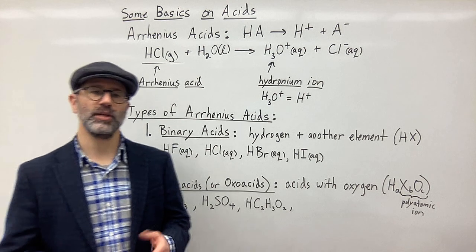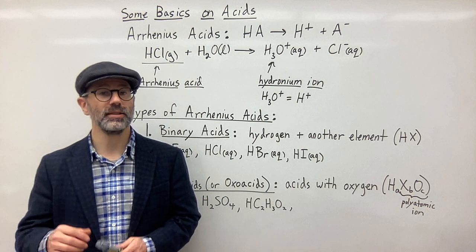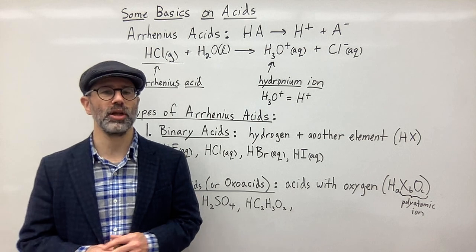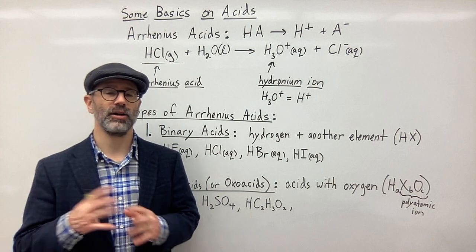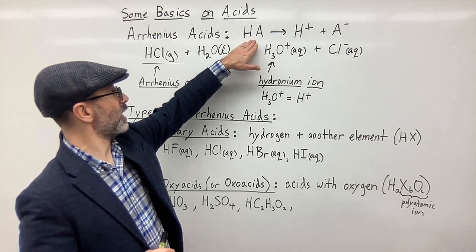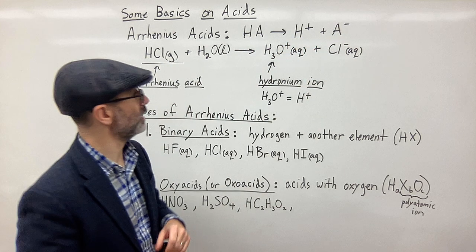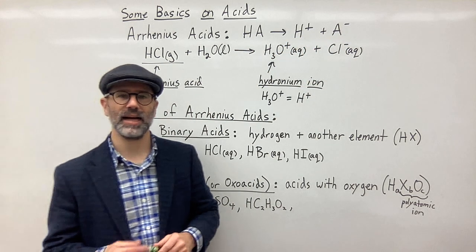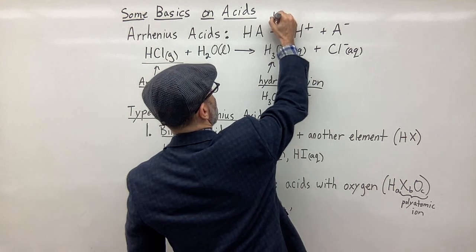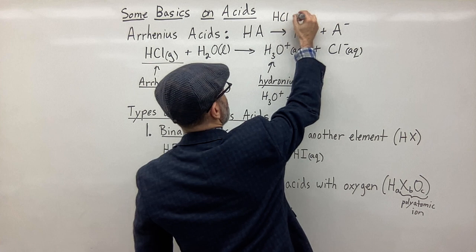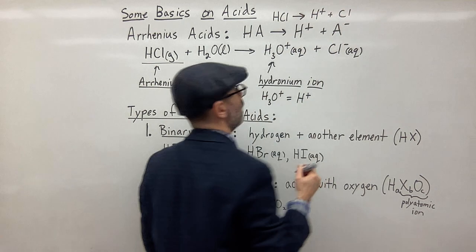Well, the Arrhenius definition of an acid is any substance that, when you put it in water, will produce H plus ions, or what are also called hydronium ions. So typically in your textbook or on the internet, you might see something like HA written, and it separates into H plus and A minus. That is a generic way of writing the acid. Sometimes you might see it written like this: if you have HCl, you might see that broken apart into H plus and Cl minus, right?